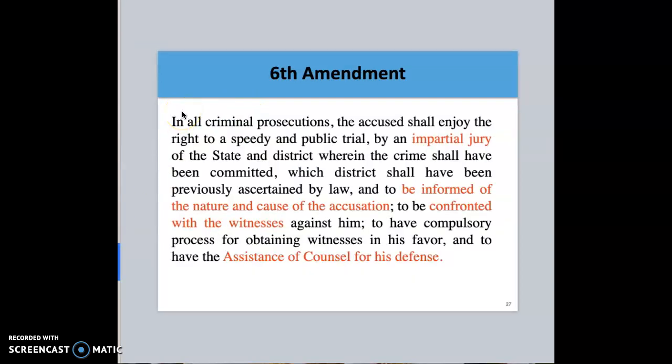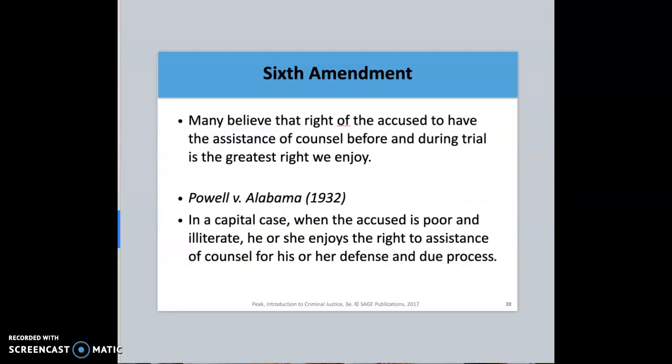The Sixth Amendment really has to do with assistance of counsel, the idea that everyone is entitled to legal representation. Many believe that the right of the accused to have the assistance of counsel before and during trial is the greatest right we enjoy. This goes back to 1932, one of the first cases involving a capital case in Alabama. When the accused is poor and illiterate, he or she enjoys the right to assistance of counsel for his or her defense and due process. Basically, what this is telling you is that prior to 1932, in some states, you didn't have the right to have an attorney. If you couldn't afford one, you didn't get one.